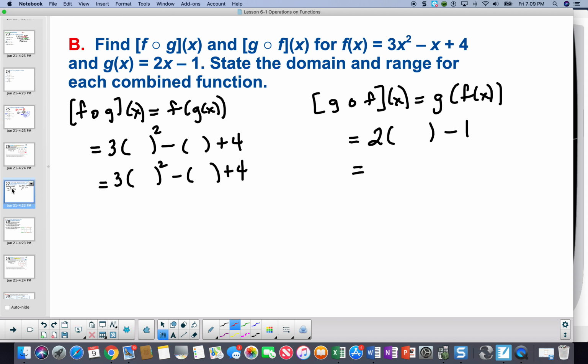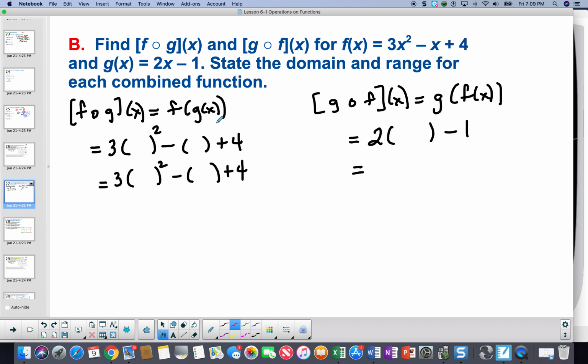Okay, so let's go ahead and show you. A lot of students call this fog. It's not multiplication. It actually is f of g of x. So a lot of times I will just say f of g of x instead of saying this. I'll say, oh, that's f of g of x.